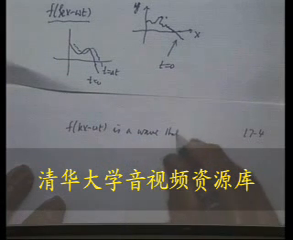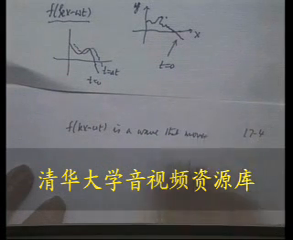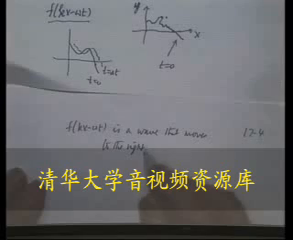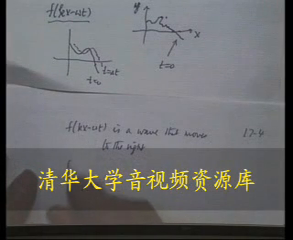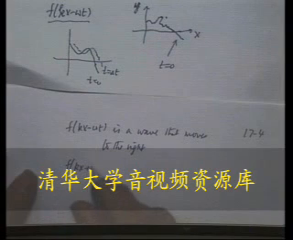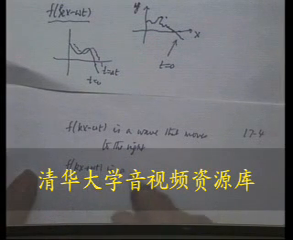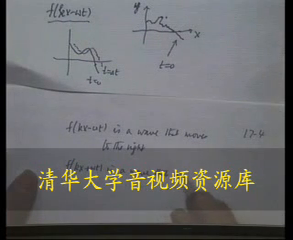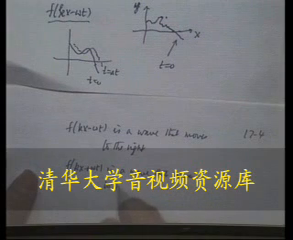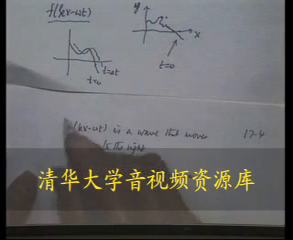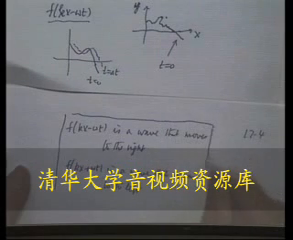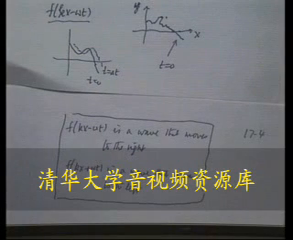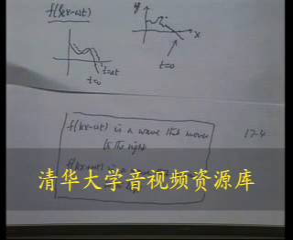Now f of kx minus omega t is a wave that moves to the right. f of kx plus omega t is a wave that moves to the left. Is that clear?